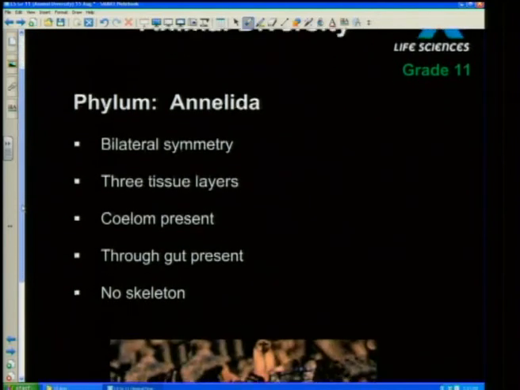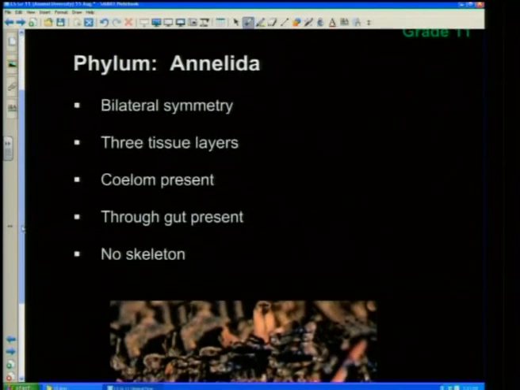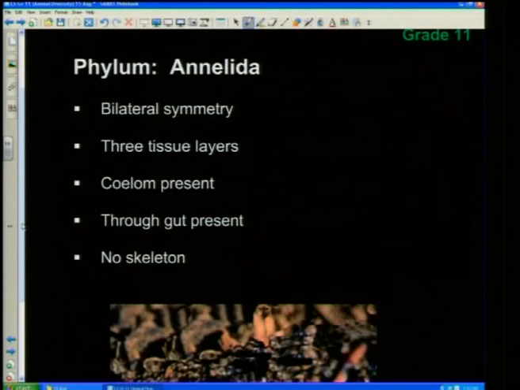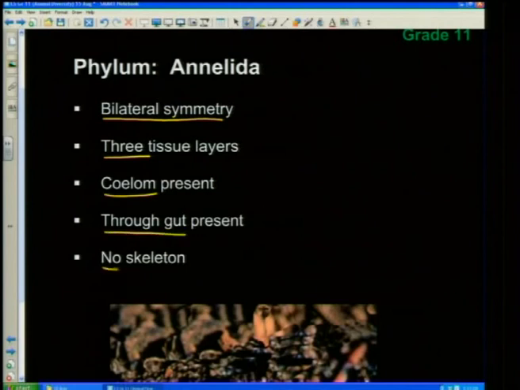Some more information about the segmented worms. It's bilaterally symmetrical. I've explained that. There's three tissue layers. There is a coelom. There is a through gut. There's no skeleton, but there's a hydrostatic skeleton, which is water.